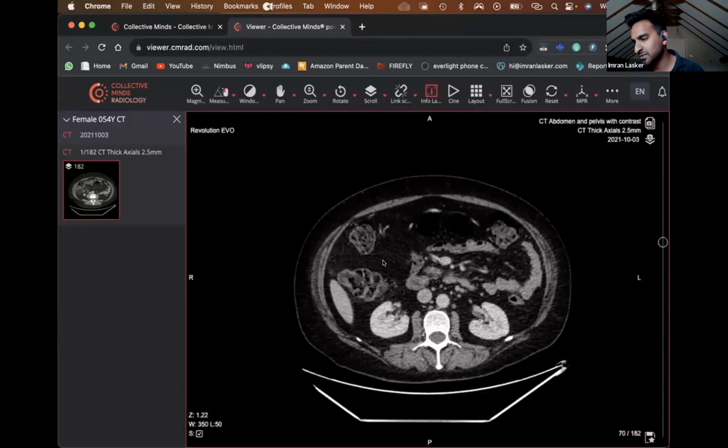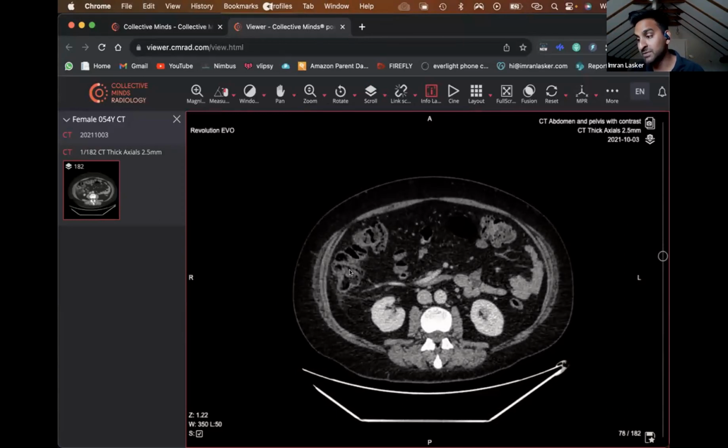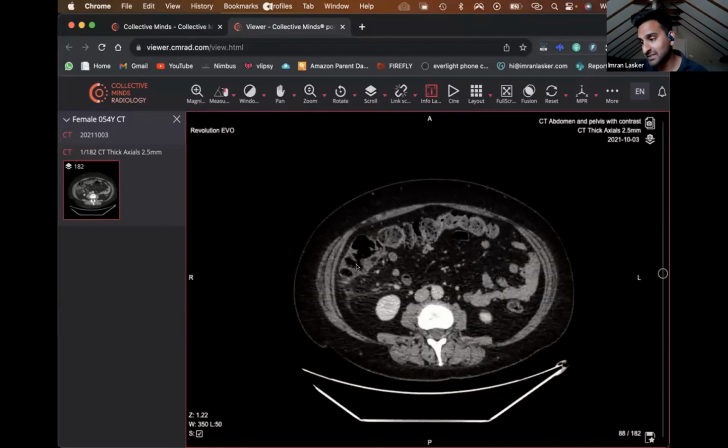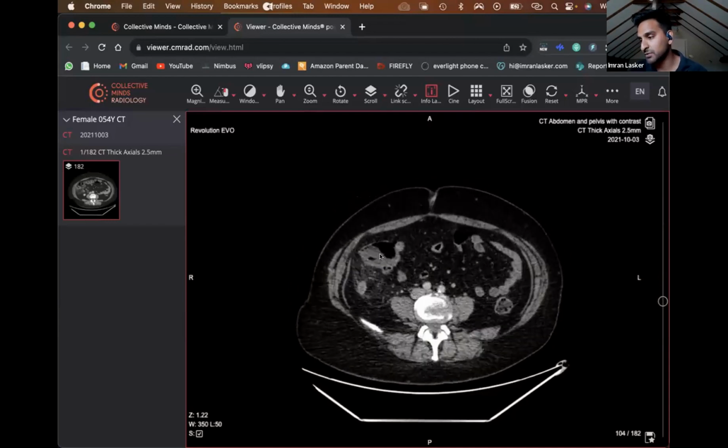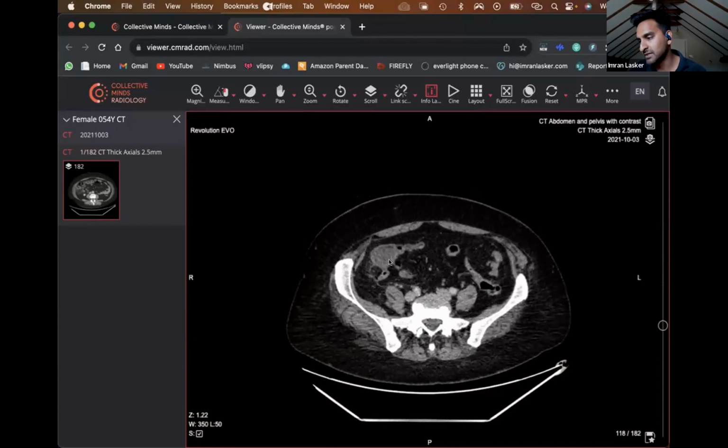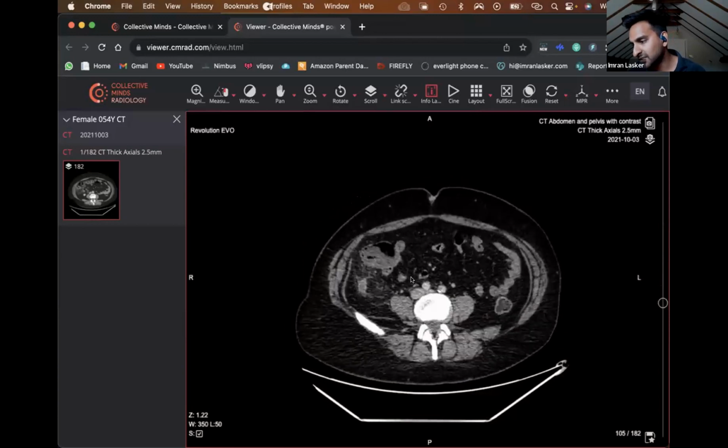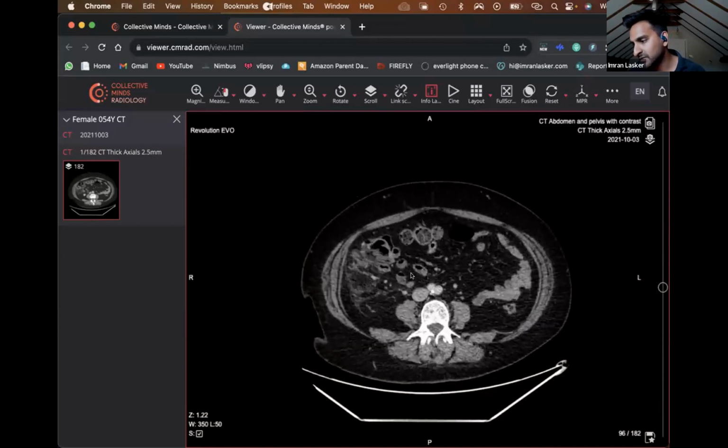Now we are coming up to the transverse colon. We come to the hepatic flexure, come to the ascending colon, coming all the way down. And then you want to be looking for this fatty lips. Sometimes you can't see it. See if I can find these fatty lips.